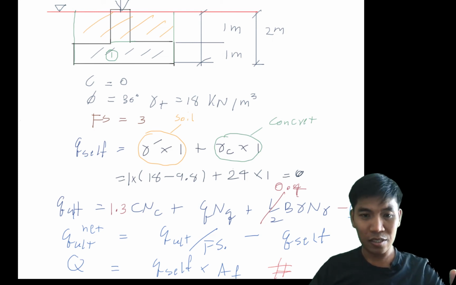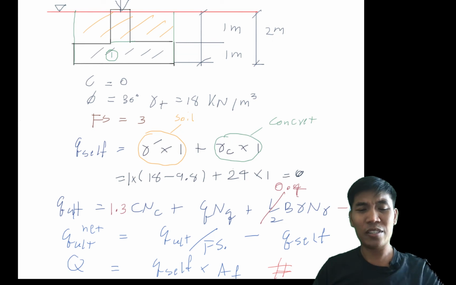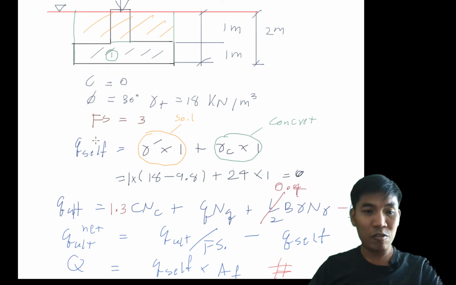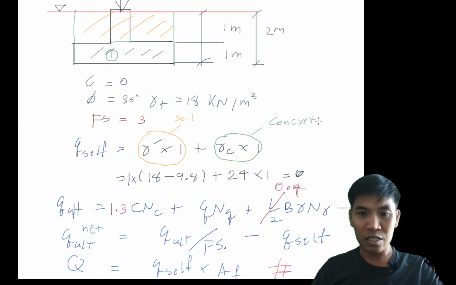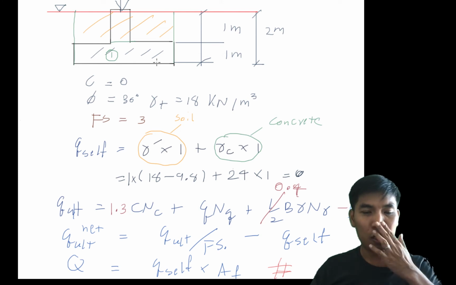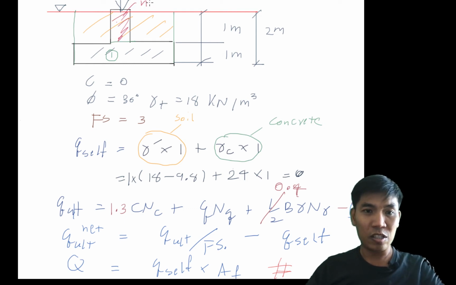This one is the final answer. So let me make the conclusion about this question: firstly we have to calculate the Q self. Q self is composed of two portions. The first one is the self weight of the foundation itself, which is made of concrete, and the other one is the weight of the soil backfill put on the foundation, and the weight of the column we can neglect.